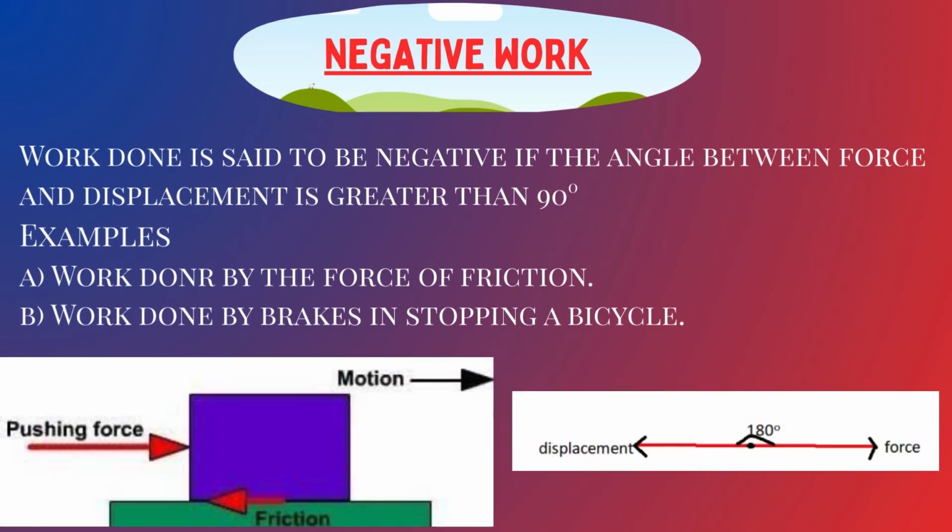Negative work. Work done is said to be negative if the angle between applied force and displacement produced is greater than 90 degree. So if the angle between applied force and displacement produced is greater than 90 degree, the work done is said to be negative. For example, work done by force of friction. As force of friction acts in the direction opposed to the motion of the body, the angle between the applied force and displacement is 180 degree, which is greater than 90 degree. So work done by friction is negative work.